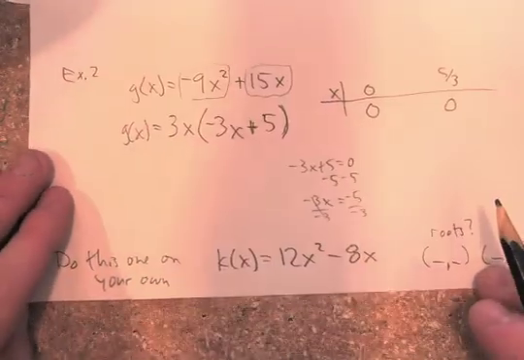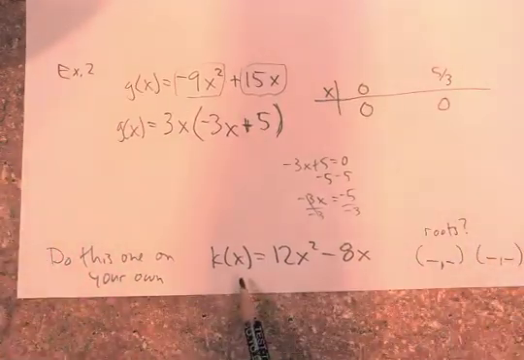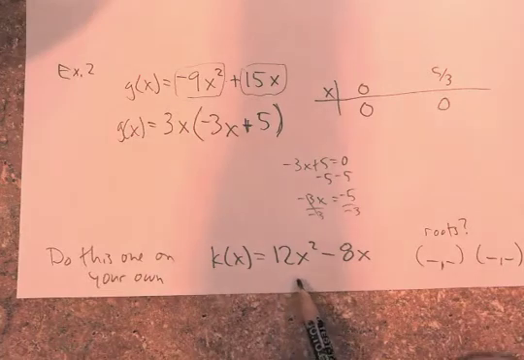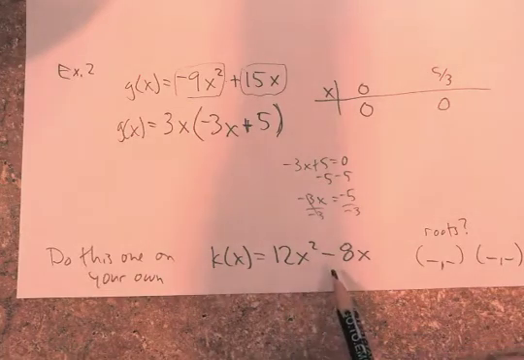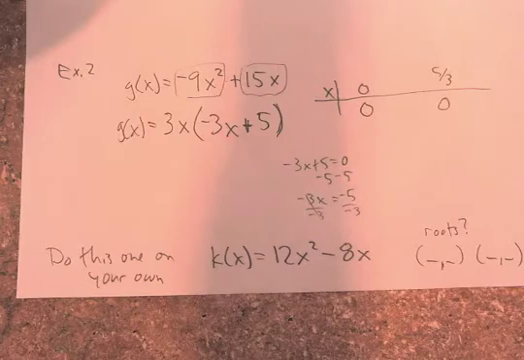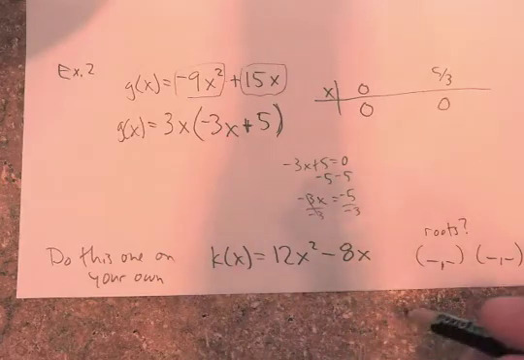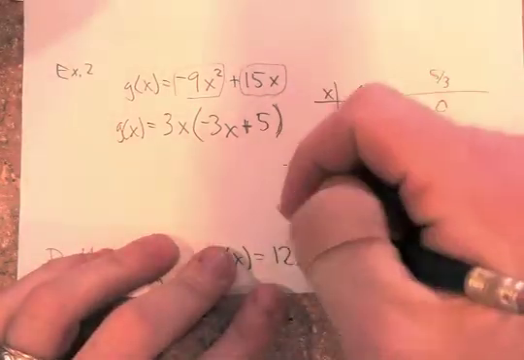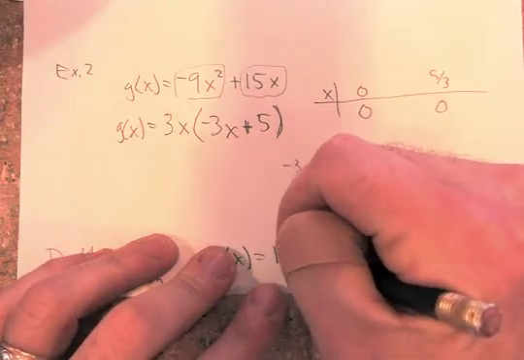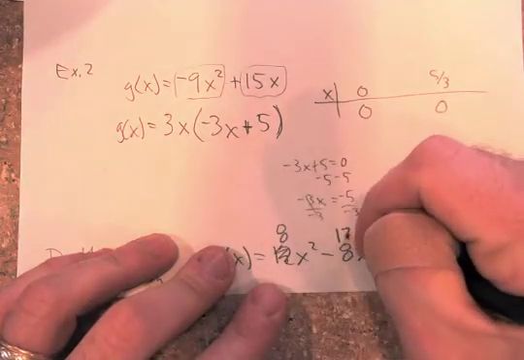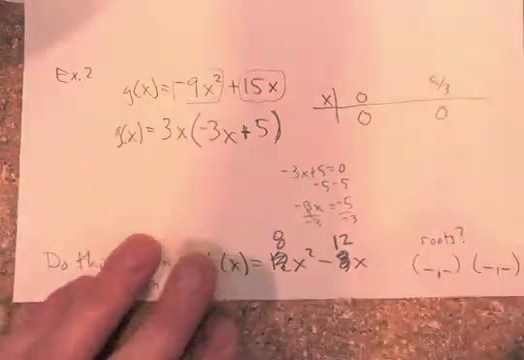Okay, do this one on your own. Just add it to the bottom of your notes. k of x equals 12x squared minus 8x. I think that would come out pretty nice. Actually, let me switch that. Let's say 8x squared minus 12x. That will come out nicer, I believe.